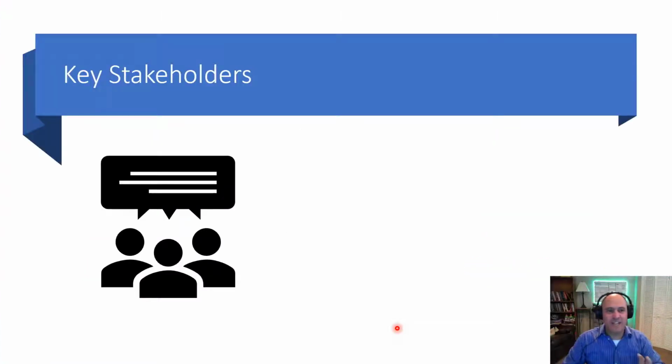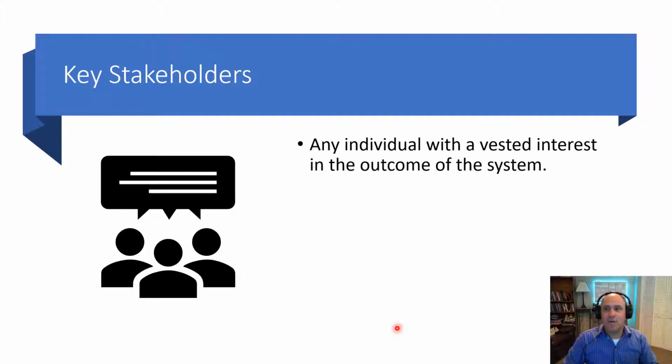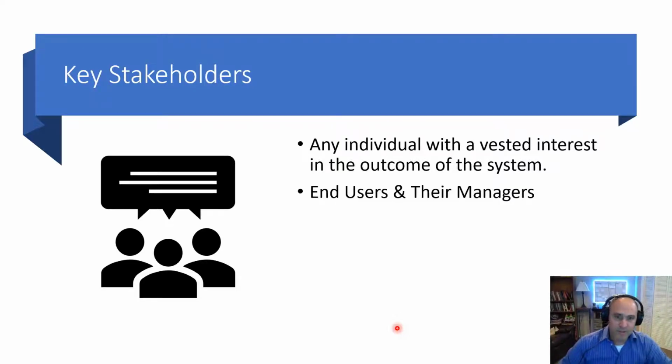So let's talk key stakeholders. A key stakeholder is any person with an interest in the outcome of the system. So they are going to use the system, or they are going to benefit from that system. So end users and their managers are always key stakeholders because these are people directly involved with the system.